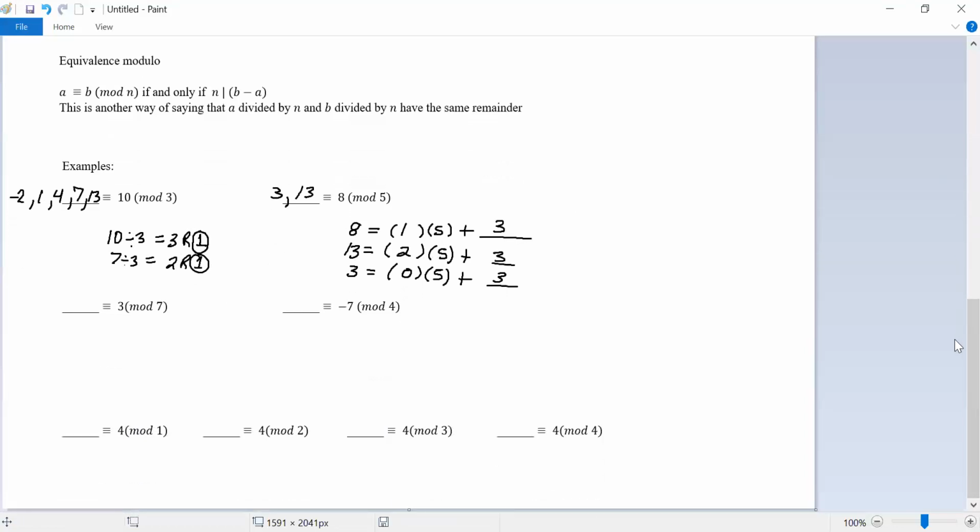Let's try 3 mod 7. So again, I'm going to do 3 equals something times 7 plus what? I need to put a 0 here, and I will get a remainder of 3.